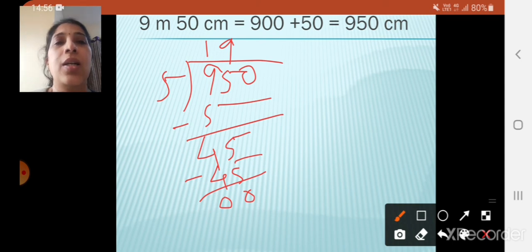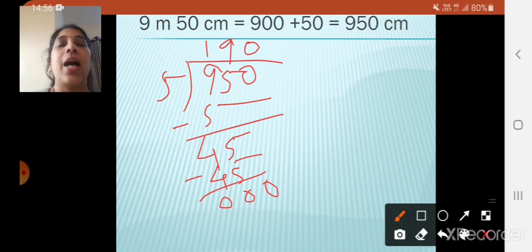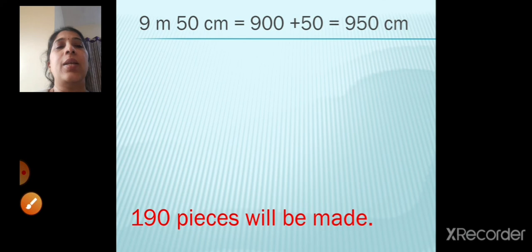Now what is the third number? It is 0. Now 0, it is not divisible by 5, right? So you will write this 0 as it is upwards, right? So you got the answer as 190. So you will write 190 pieces will be made. Right, student?